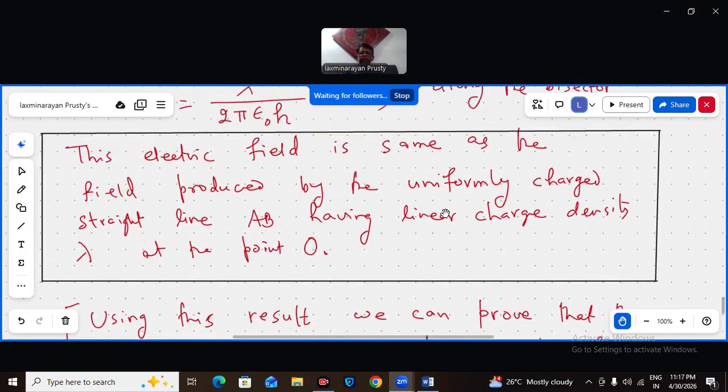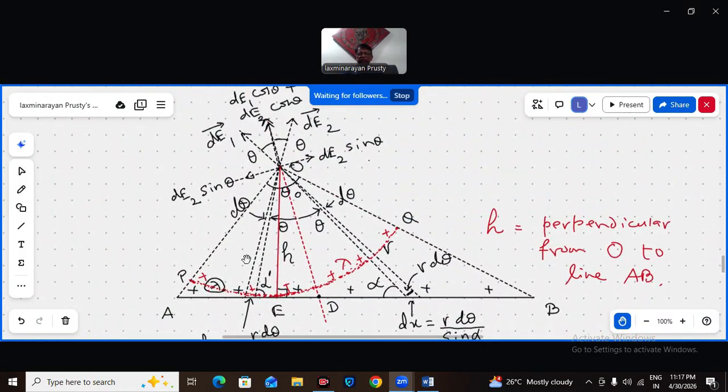So this is a very good observation. If a line charge distribution is there, I can replace it by an arc. Or if an arc is there, I can replace it by a line charge distribution, as far as finding the field at the center of the arc is concerned. Am I clear?